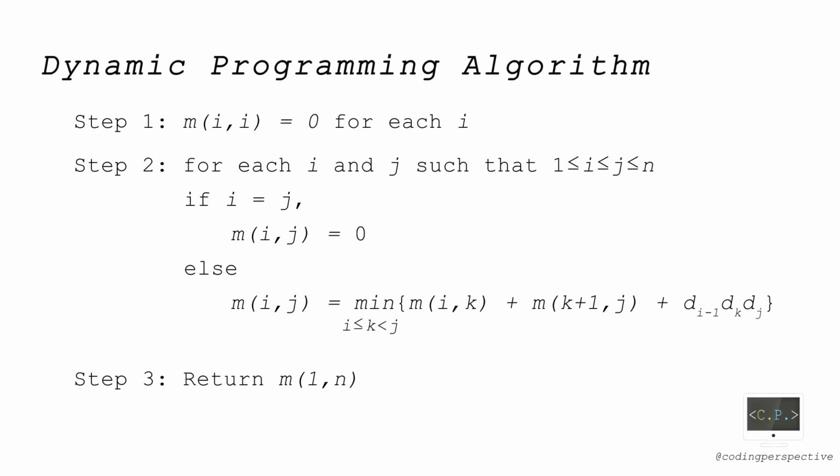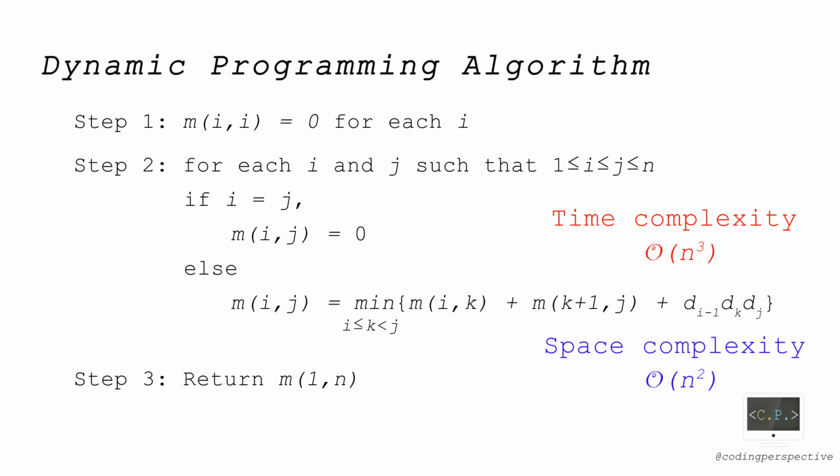The time complexity of this algorithm is order of n cubed, as we have 3 loops and each of them iterates at most n times. And its space complexity is order of n squared, as we must store M for each i and j from 1 to at most n.